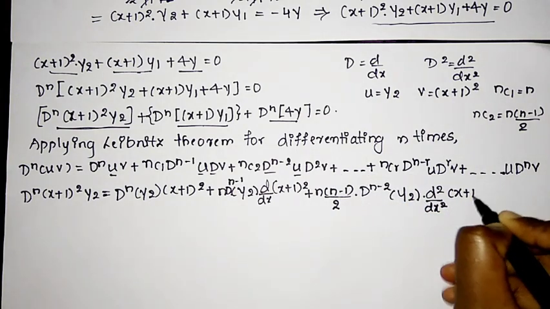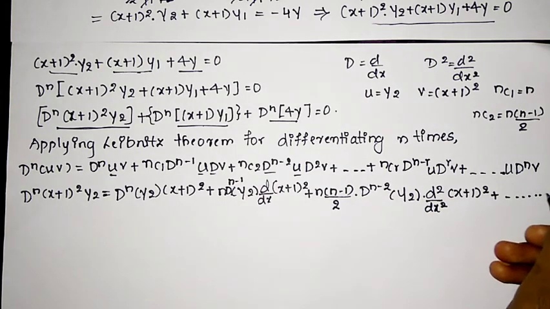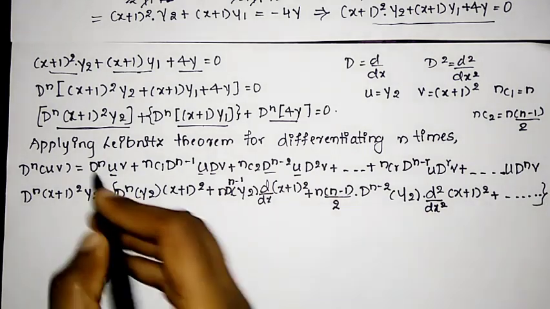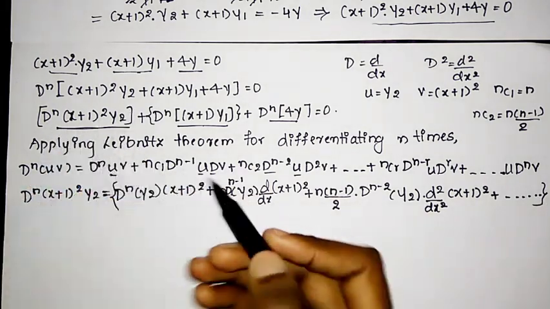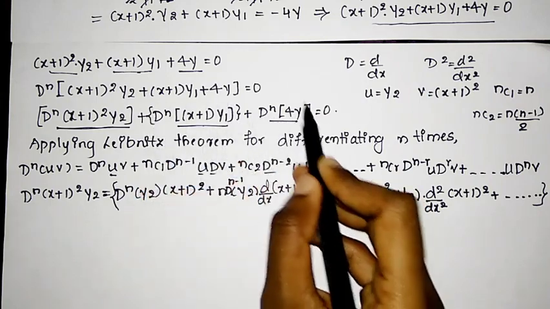So x plus 1 the whole square. So plus, we need to do this until we eliminate the constant term. So this is for the first equation. We need to apply this for the second term and also the third term.